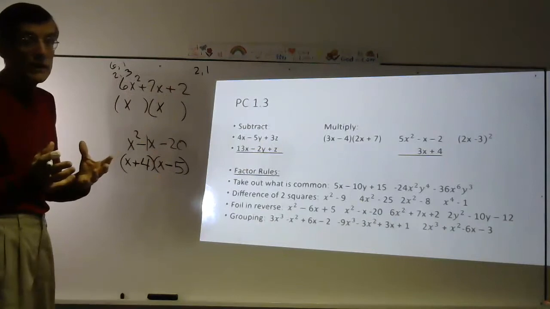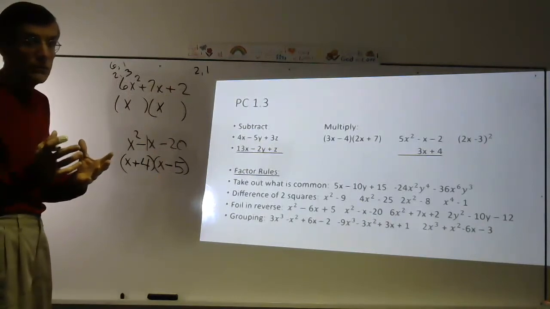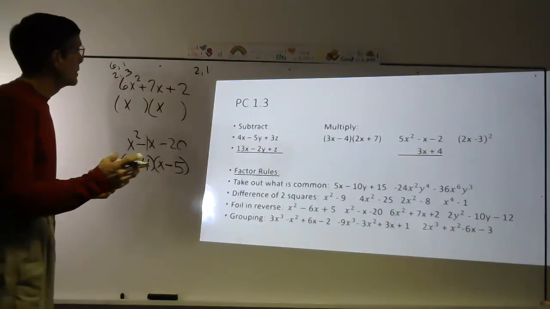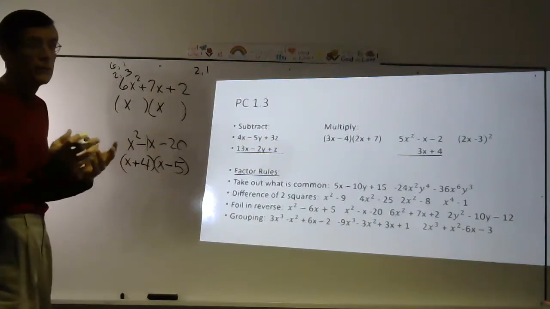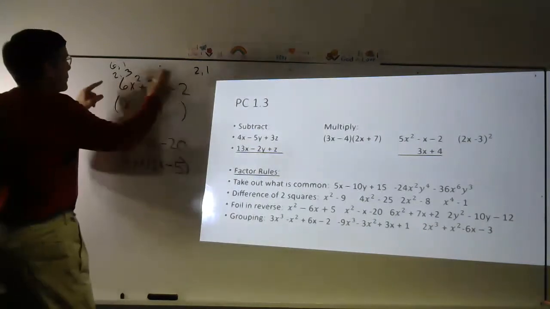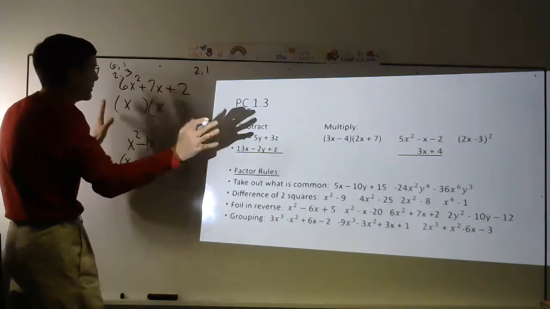Now, when you find the combinations that work, pick one of your pairs and put circles around. I don't care if you pick 2 and 2 or 3 and 1. I don't care.